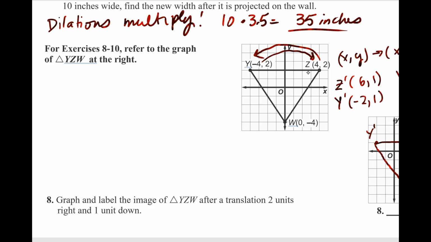So that's what we're doing. So we reflect over the y-axis. What is going to happen? Your y stayed the same, your x's change. So the only thing that's going to happen visually is that these two will flip places. They are the same distance away from the y-axis. Z is coming over here and Y is going over there.